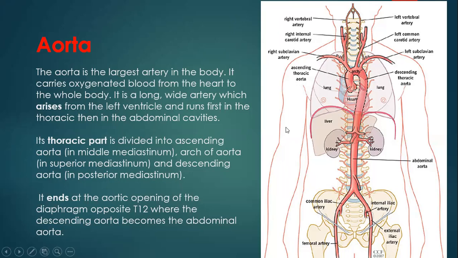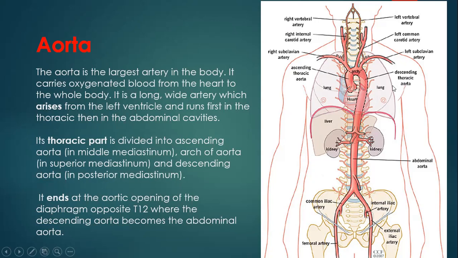Then it ends at the aortic opening. So actually it doesn't end, it is actually the descending thoracic aorta that becomes the abdominal aorta. Descending because there is the ascending aorta, then the arch, then the descending thoracic aorta. So this thoracic aorta becomes the abdominal aorta. So it will continue as the abdominal aorta.